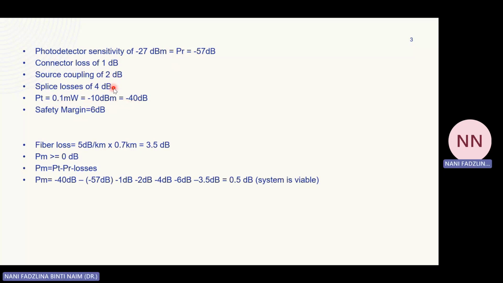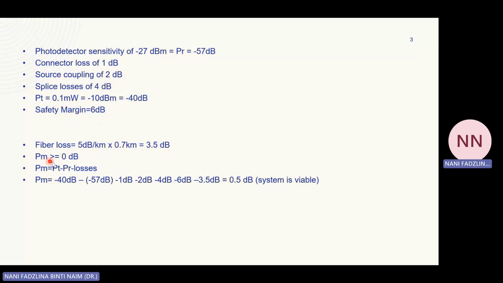Okay, so these are all the losses. The connector loss is 1 dB, source coupling loss 2 dB, splice loss 4 dB. And don't forget the safety margin, 6 dB. We also have the fiber attenuation, or fiber loss, which is 5 dB per kilometer. Since our link is 0.7 kilometer, we just need to multiply the attenuation coefficient with the link distance, which is 0.7 kilometer, and you will get 3.5 dB. This is the fiber loss.